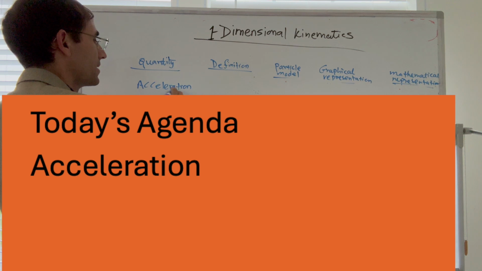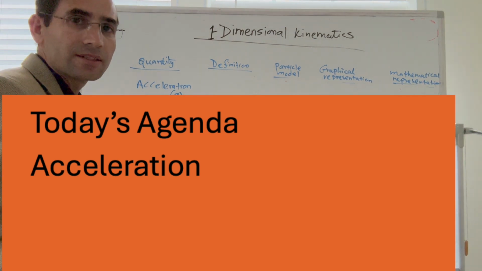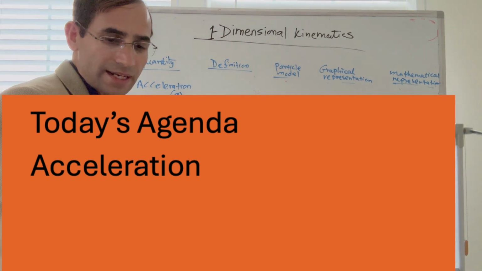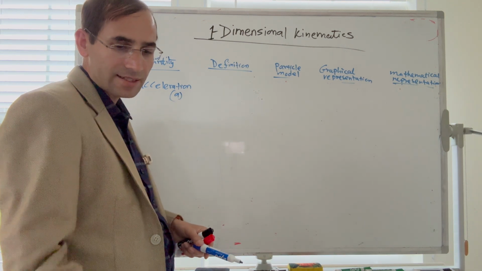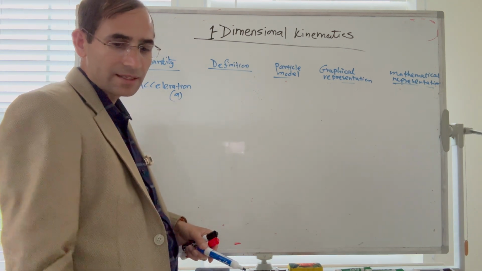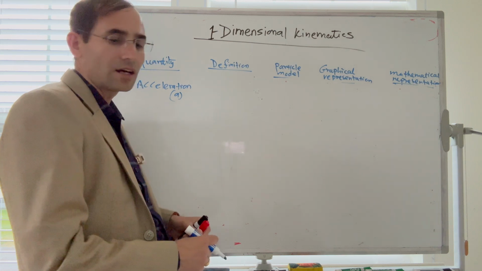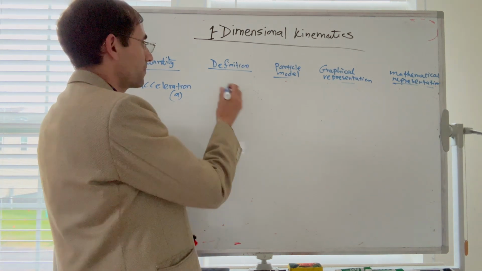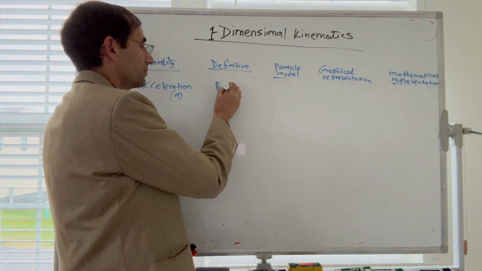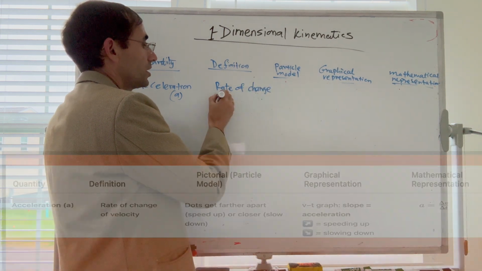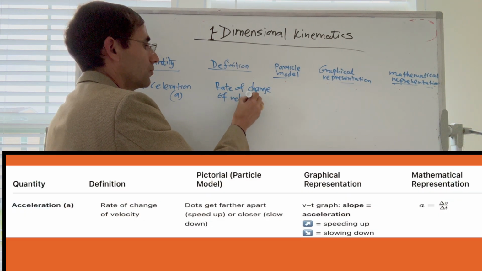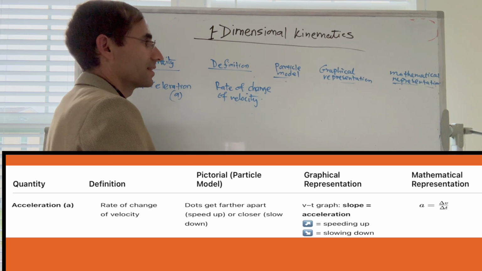It is denoted by a, and velocity changes over time. That's why acceleration is needed. Acceleration at a specific time can be defined as the rate of change of velocity. Because velocity changes, we need a new quantity, which is called acceleration.